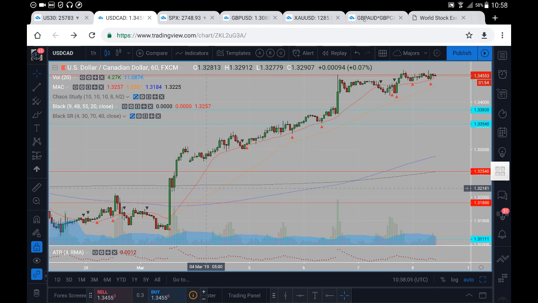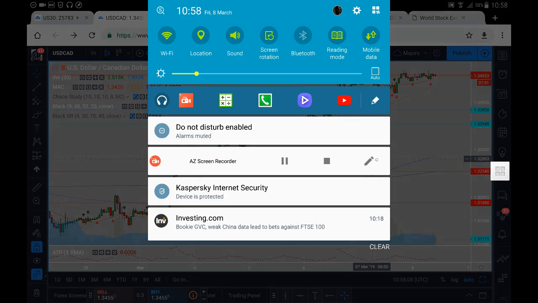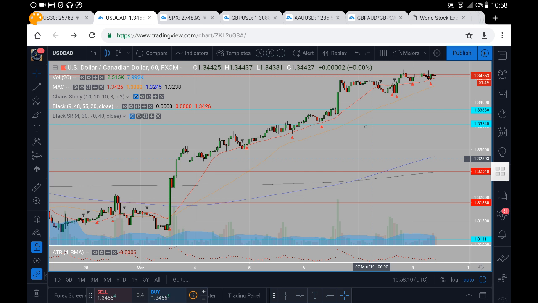So this USDCAD analysis for Friday the 8th of March. Now, let's just have a look at prices, where prices may likely go. So they were on the USDCAD.